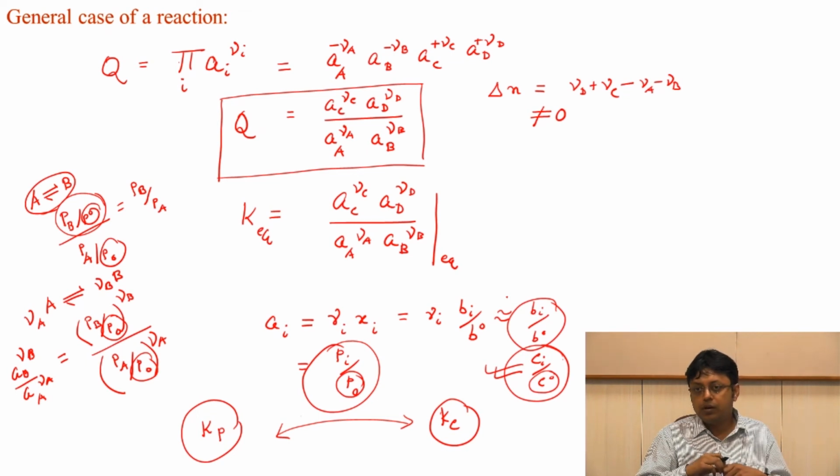Now the thing which we are going to discuss in the next section is how this equilibrium constant gets affected by change in pressure or change in temperature, or what are the contributions of the external disturbance in terms of pressure or temperature. So that we are going to discuss in the next section.